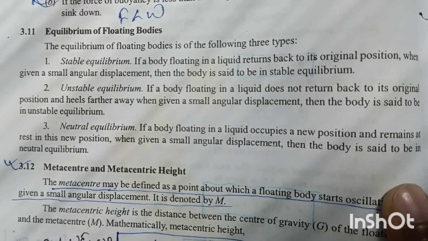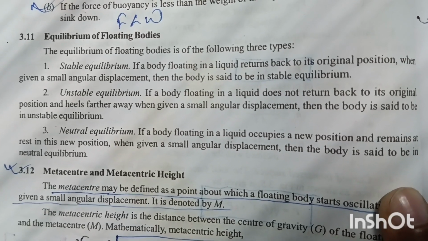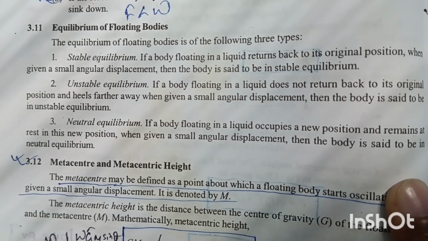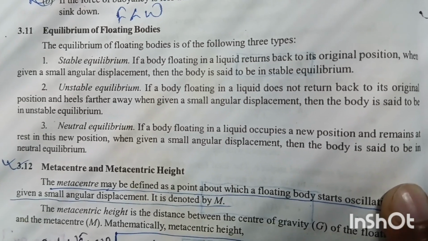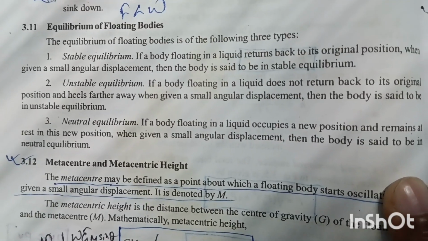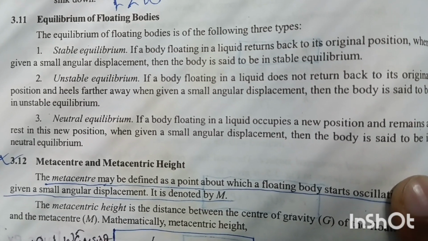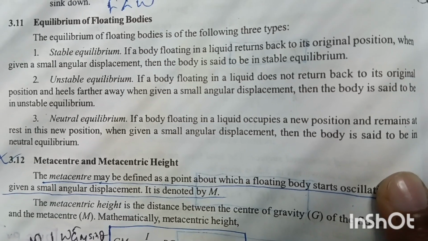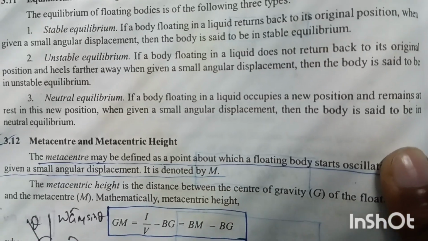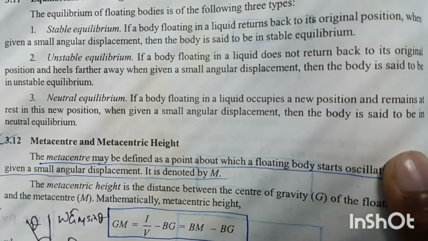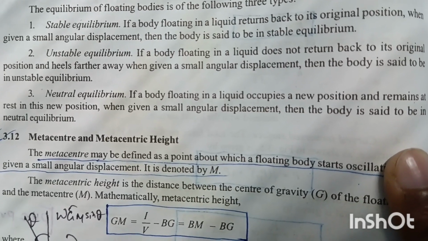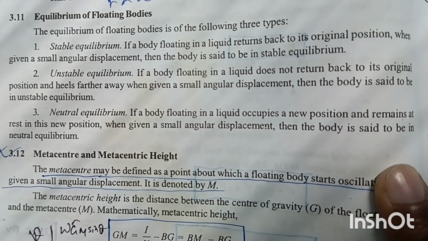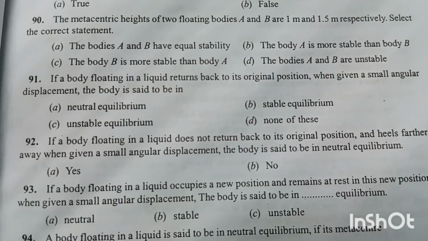Next, unstable equilibrium. If a body floating in a liquid does not return back to its original position and heels further away when given a small angular displacement, then the body is said to be in unstable equilibrium. Next, neutral equilibrium. If a body floating in a liquid occupies a new position and remains at rest in this new position when given a small angular displacement, then the body is said to be in neutral equilibrium. So option B is the right answer for question number 91.